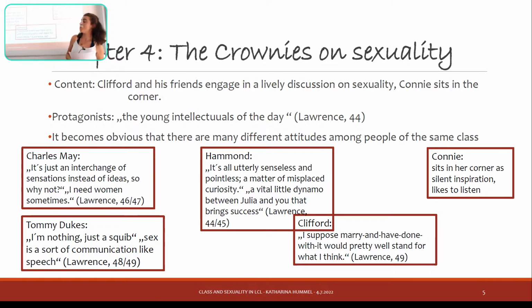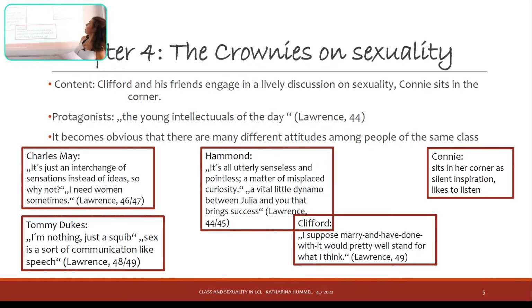Clifford, however, has one slight problem. He can't have sex because he is paralyzed, or partly paralyzed. And he stumbles. I suppose marry and have done with it would pretty well stand for what I think. So he really is shy when it comes to sexuality, and also doesn't think it's a matter of curiosity and a matter that is important in life. He really engages in the life of the mind and talking about things.